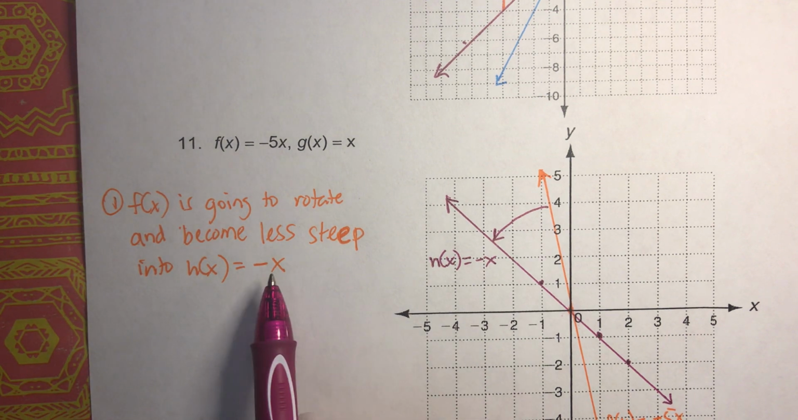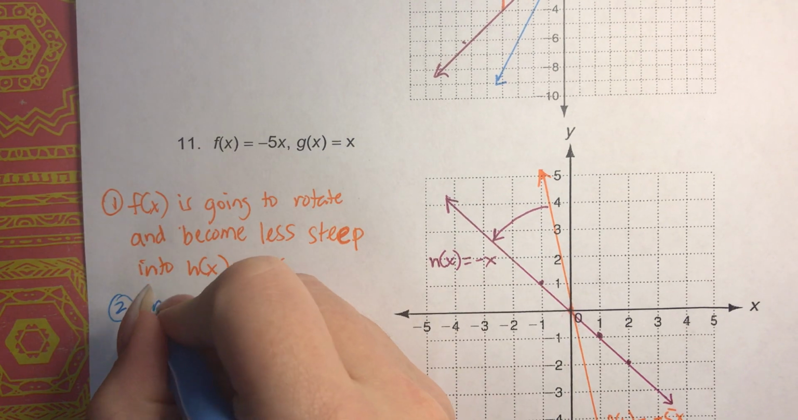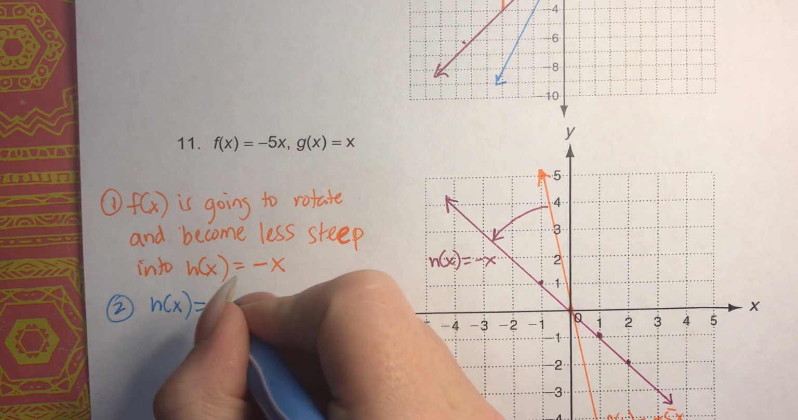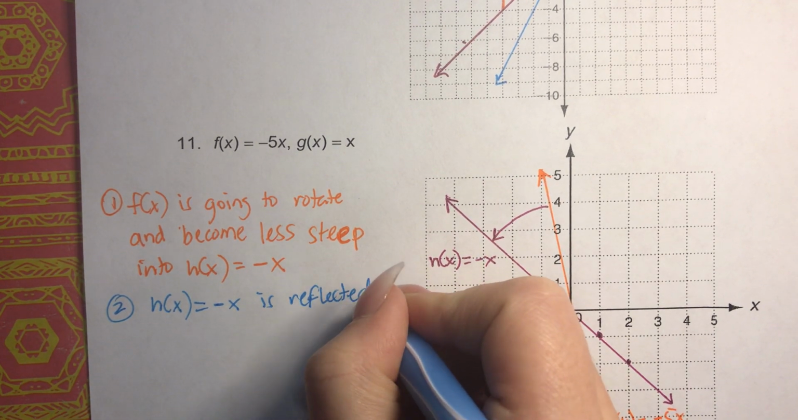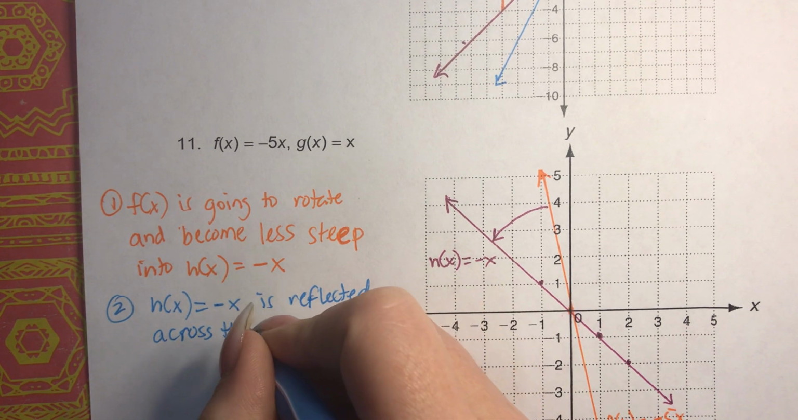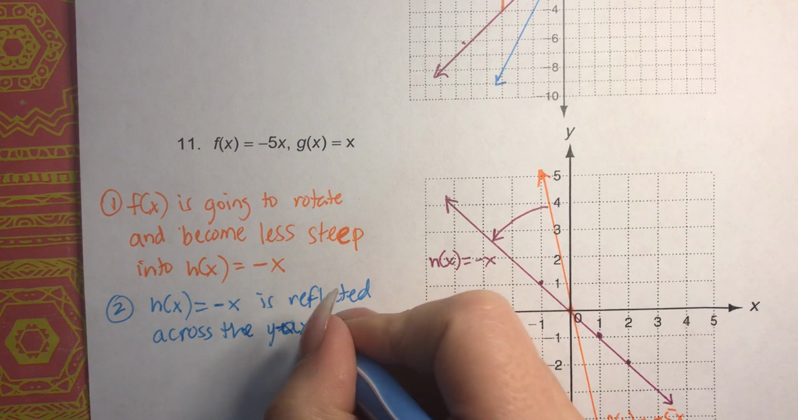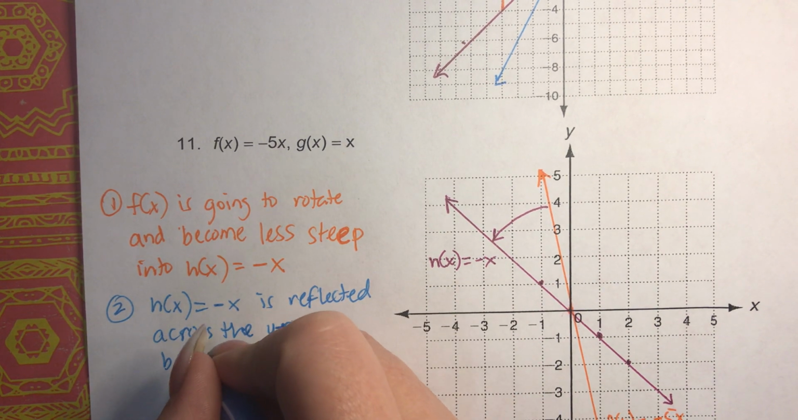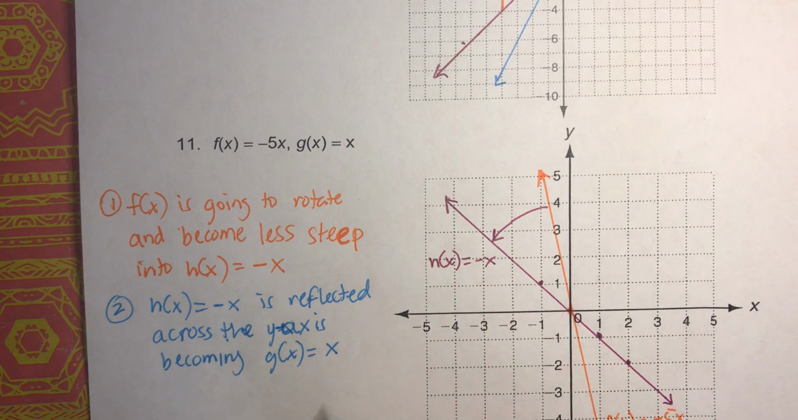But now what do we have to do? What's the difference between h of x and g of x? Well, we have to talk about that reflection. So then h of x, the second thing, equals negative x, is reflected across the y-axis, becoming g of x equals x, right? So this is a negative, and now it's just becoming a positive.